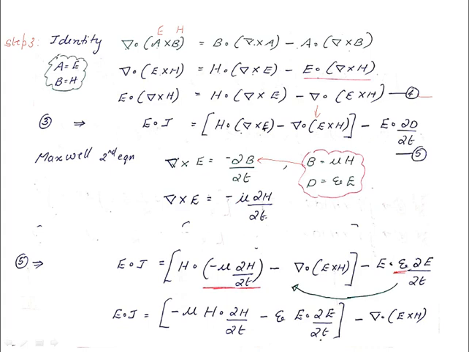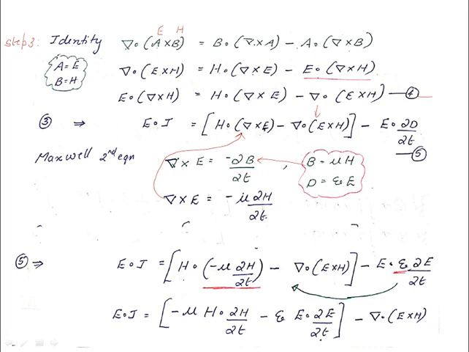So mu, take it outside, minus mu dou H by dou T, right? So this substitution you have to give over here for del cross E, and also put D equal to epsilon E. Why? Because we need E and H at the end. So E dot J equal to H dot (minus mu dou H by dou T) minus del dot (E cross H) minus E dot dou by dou T into epsilon E, right? So epsilon, take it outside. So this is the equation we have reached.